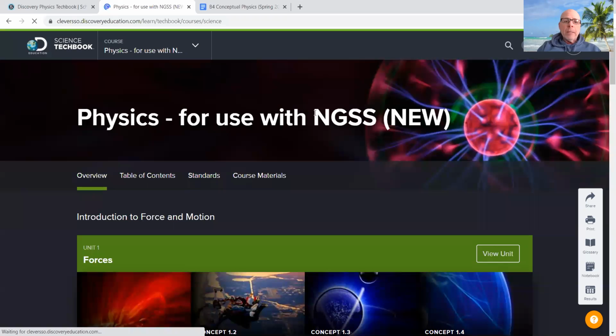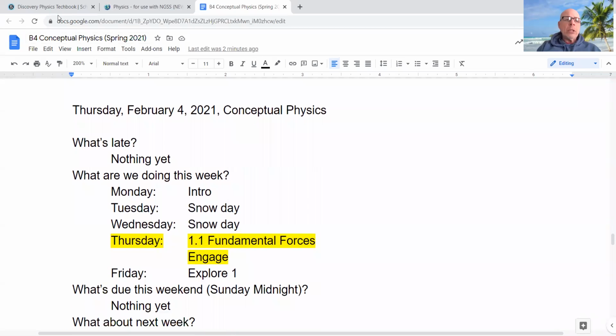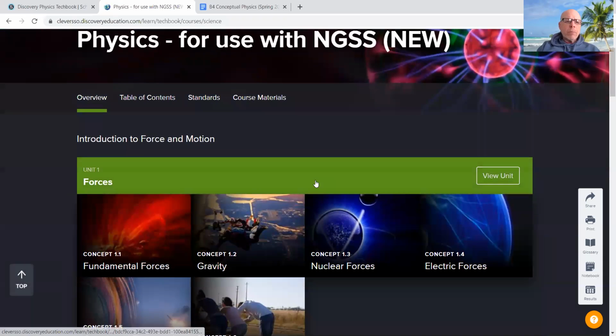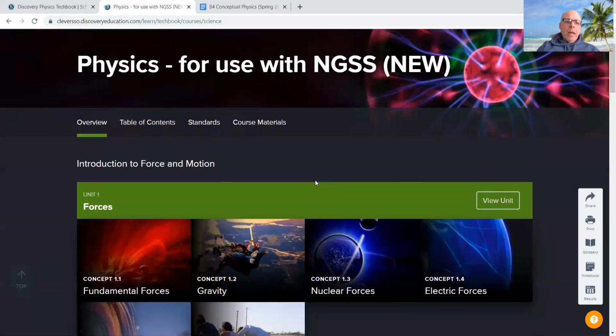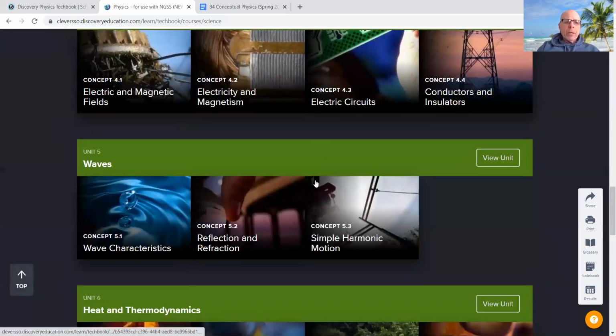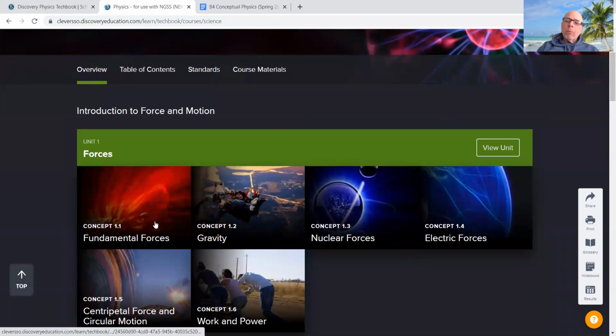If you have any trouble logging in, then please email me, let me know. If you have any trouble accessing my shared documents, like if it says you don't have permission to view it, please let me know that too. Email me problems and concerns and questions. So here's your physics tech book. And in your physics tech book, there are units and lessons, units and lessons, units and lessons. And the very first unit is 1, and the very first lesson is 1.1.